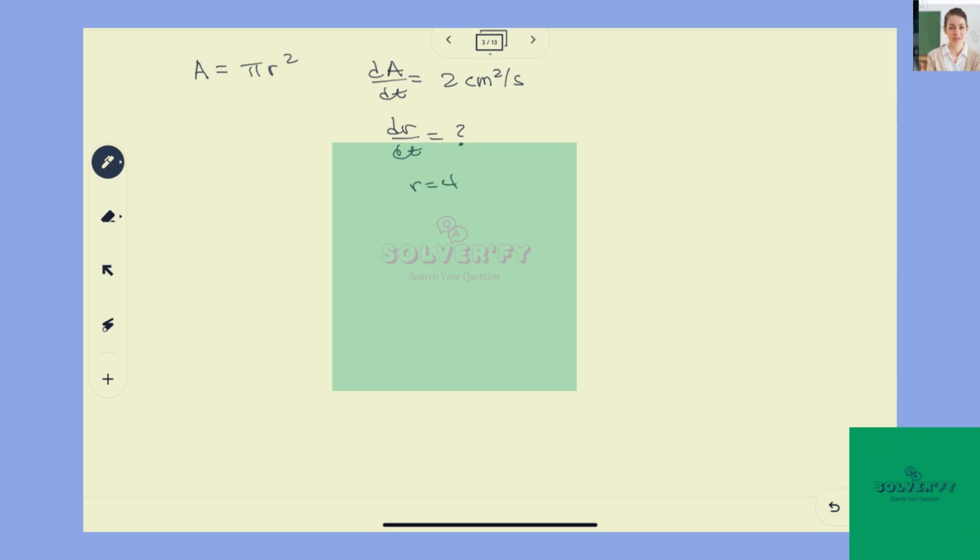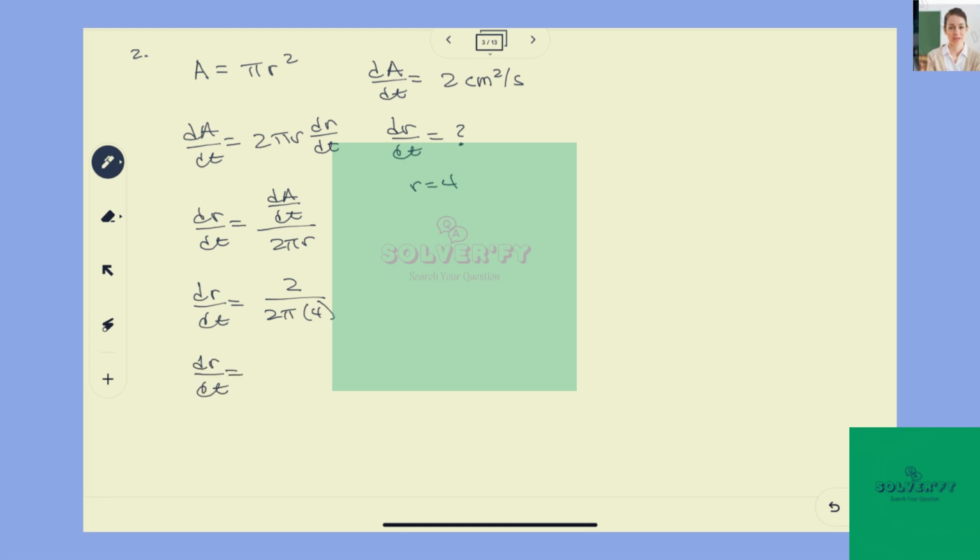Okay, so again, I'm going to take the derivative of my area formula. So that is going to give me dA/dt equals 2 pi r dr/dt. Since I want to solve for dr/dt, I'm going to rewrite my equation, which gives me dA/dt over 2 pi r. Let's fill in. dA/dt is 2 over 2 times pi times 4. So dr/dt is going to equal 2 over 8 pi.